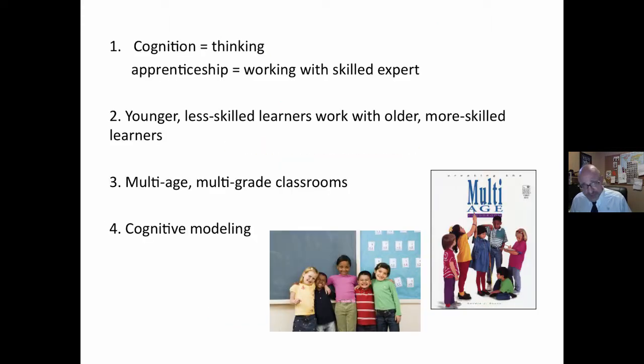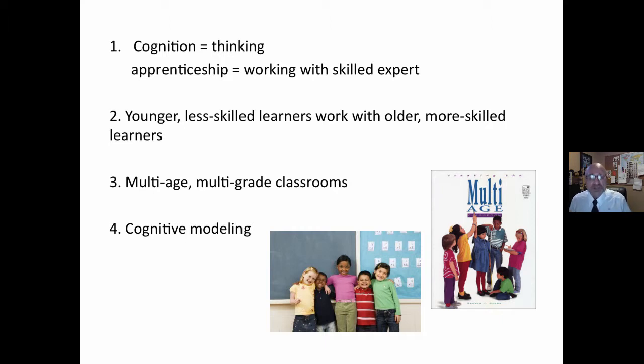First, cognitive apprenticeship. Cognition is thinking. Apprenticeship, working with a skilled expert. This is when younger or less skilled learners work with older or more skilled learners. And we see this in multi-age or multi-grade classrooms, where children are in circles or at tables and they can naturally hear the thinking of older students. This is how learning naturally occurs.